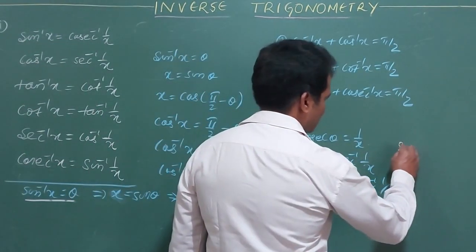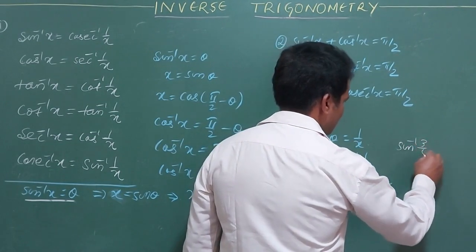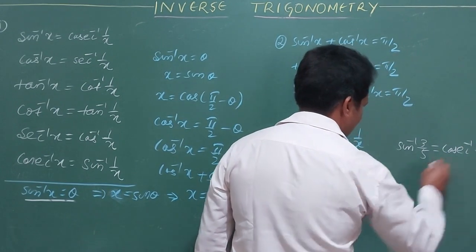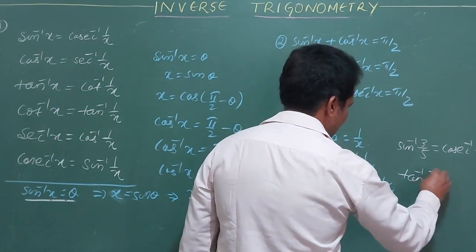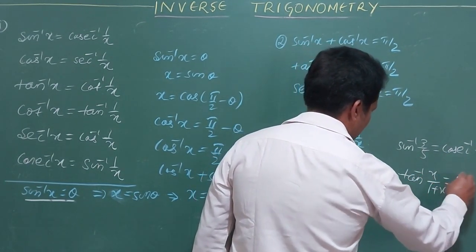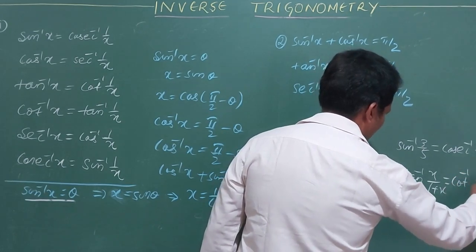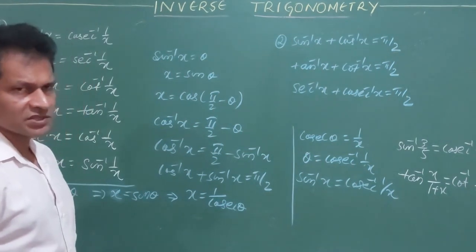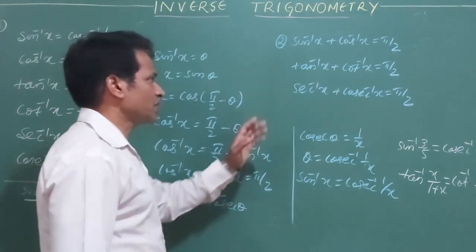That means if I am writing sin inverse 3 by 5, it is equal to cosec inverse 5 by 3. If I am writing tan inverse x by 1 plus x, it is equal to cot inverse 1 plus x by x. That's the application of the formula. So that is the first set of formula, then the second set of formula.